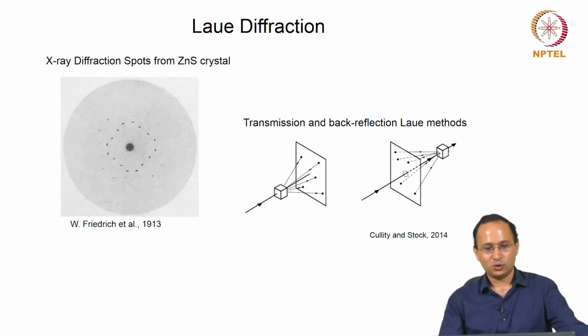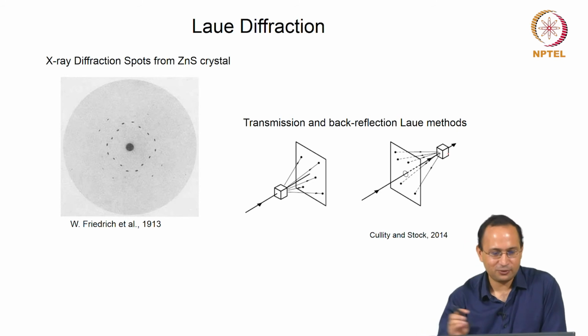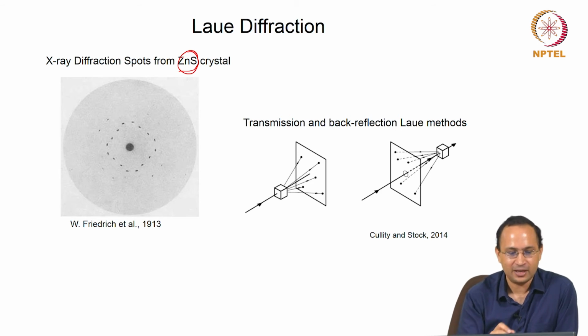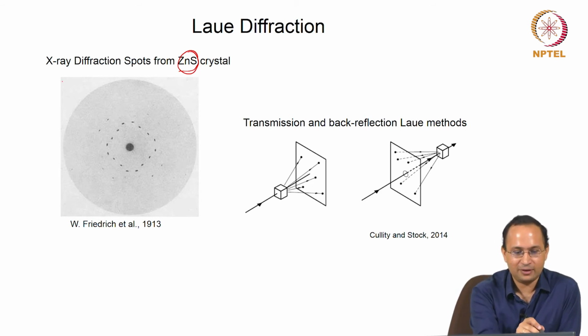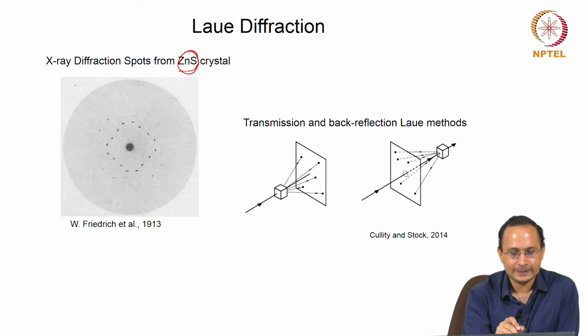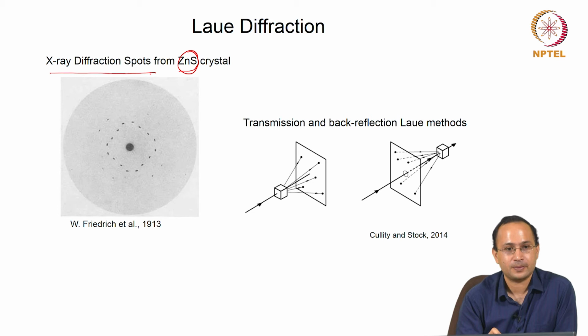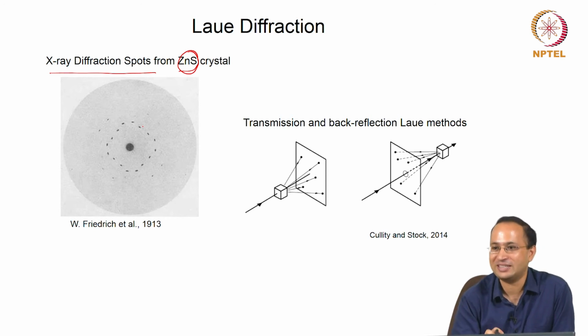Okay. So, this is what he saw. This is a zinc sulfide, ZnS crystal. When you put X-rays, you see these X-ray diffraction spots from the zinc sulfide crystals. These were called Laue spots. So, it tells you about some symmetry, some periodicity.